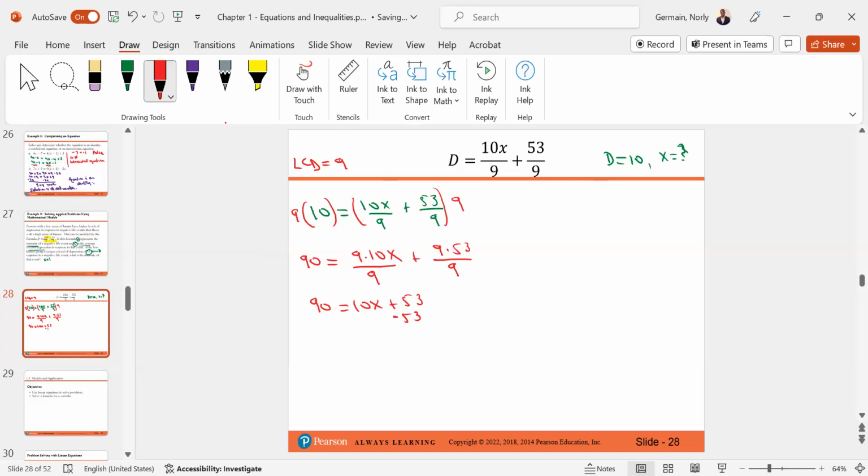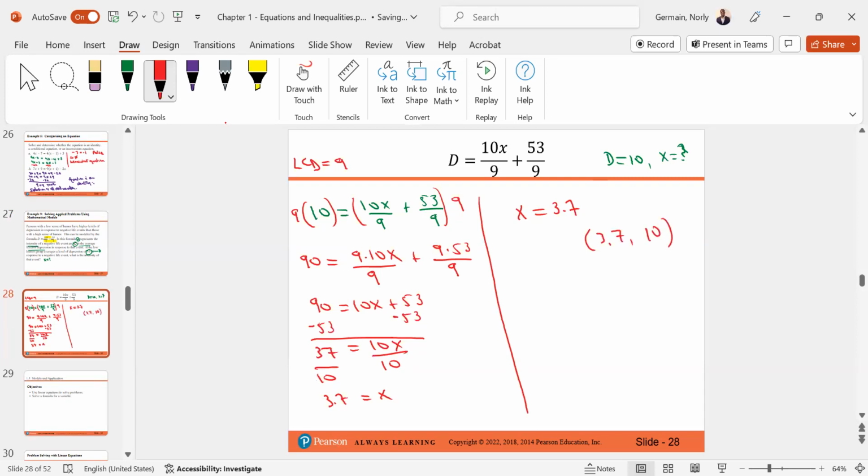Now, if we subtract 53 from both sides, 90 minus 53 gives you 37, right? Correct me if I'm wrong. 37 equals 10x. Now divide both sides by 10, so we have 3.7 equals x, or you can interchange and make it x equals 3.7. Remember, when you know x and y, if you don't want to say D, you can say y. So that means you have 2 points: when x is 3.7, D is 10.